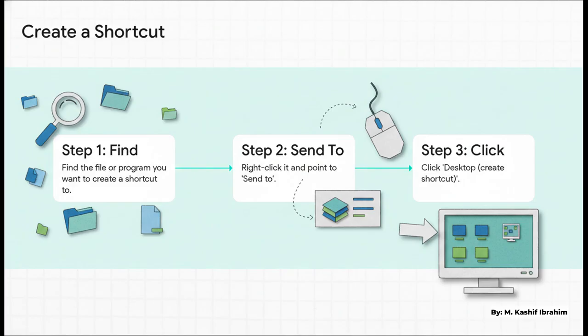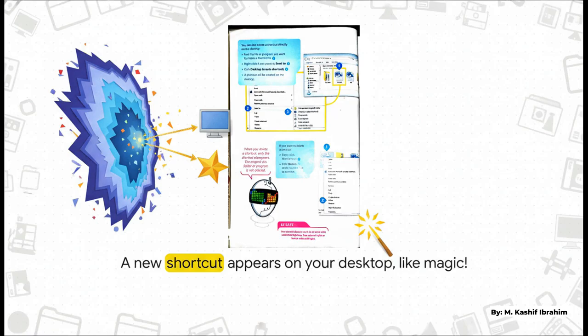Step 1. Find the program or file you want to make a shortcut for. Step 2. Right-click on it and then point to Send to. And step 3. Click Desktop. That's it. Just remember those 3 things. Find it, right-click it, and send it. And just like that, ta-da! A brand new shortcut pops up right on your desktop, all ready to go. It's almost like you just summoned a magic portal straight to your favorite spot on the computer.